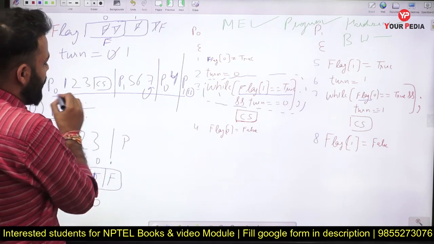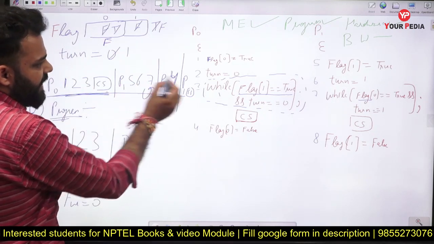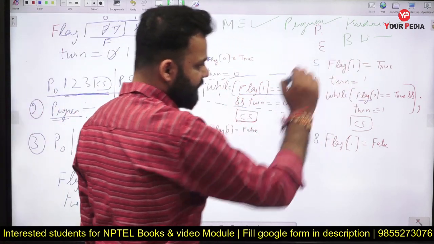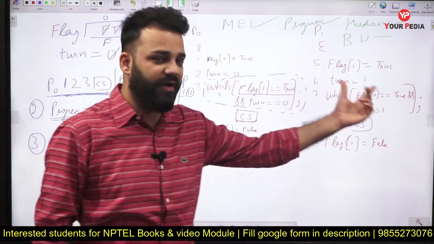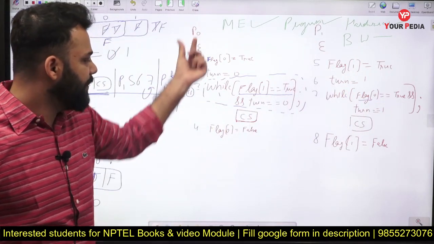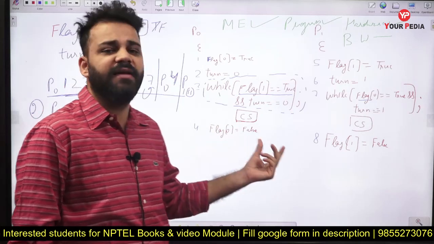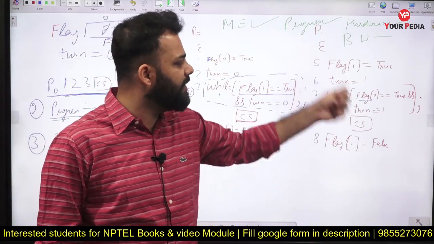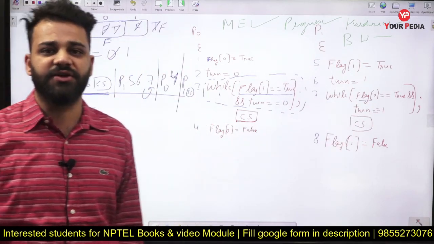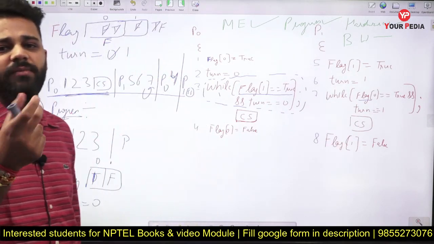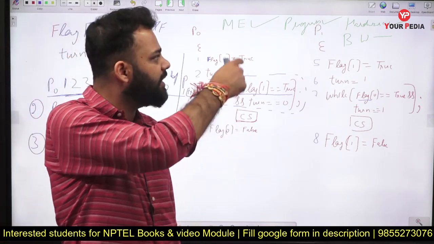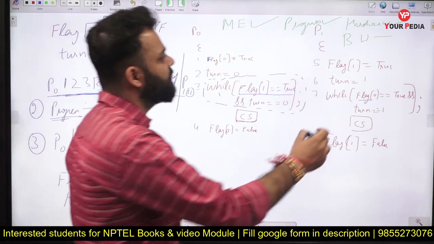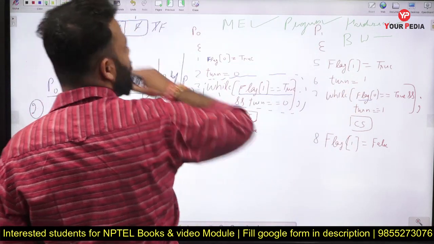But when P0 comes out and P1 has changed all the flag and turn values and is sitting in the while loop, as soon as P0 comes out of the critical section and the flag 0 value is changed to false, then at that point P1 will be able to enter the critical section. So there will be no indefinite waiting for process P1. So bounded wait is also satisfied by our Peterson algorithm.